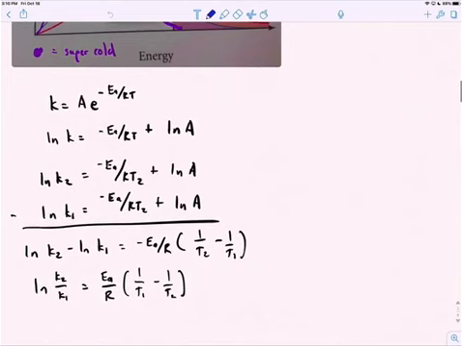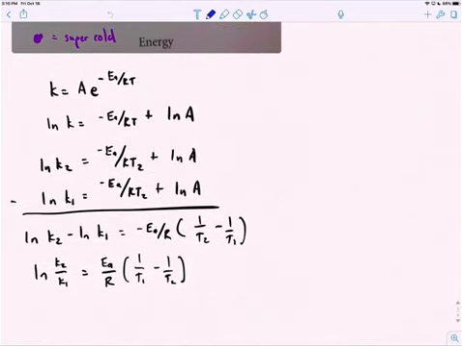And what good is something without a two-point formula? We saw this with the Clausius-Clapeyron equation. If you have k equals A e to the minus Ea over RT, you can take the natural log of that. You get the natural log of k equals minus Ea over RT plus natural log of A. You can take two of them, k2 minus k1, and then you get this equation here: natural log of k2 over k1 equals the activation energy over R, times 1 over T1 minus 1 over T2.